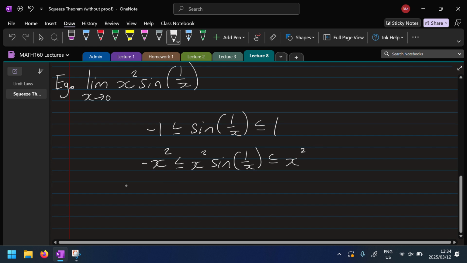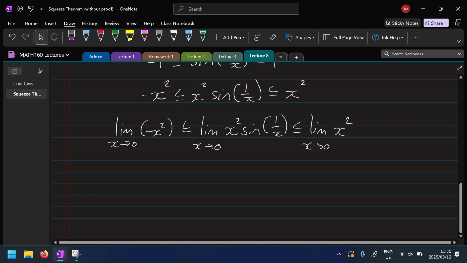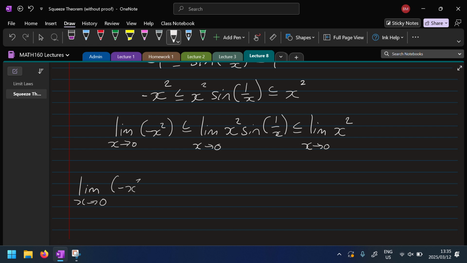So let's do that. So we have the limit, x goes to 0 of minus x squared, less than or equal to the limit as x goes to 0 of x squared sine 1 over x, which is less than or equal to the limit x goes to 0 of x squared. Okay, so we just took the limits throughout. Now, what we're interested in is finding the first limit and the last limit and checking if they agree. If they agree, then that is the same limit value as the middle by the squeeze theorem.